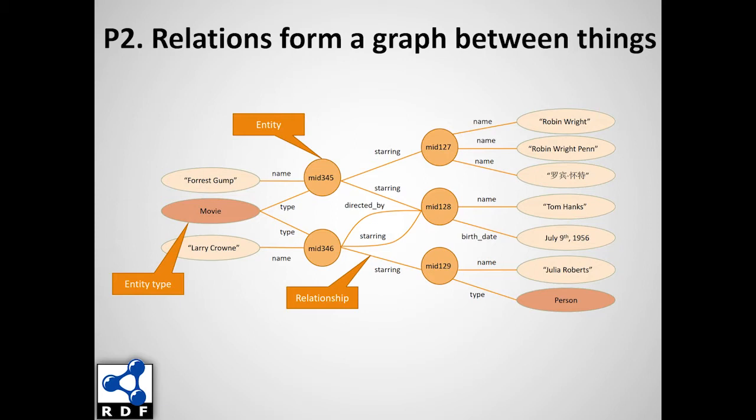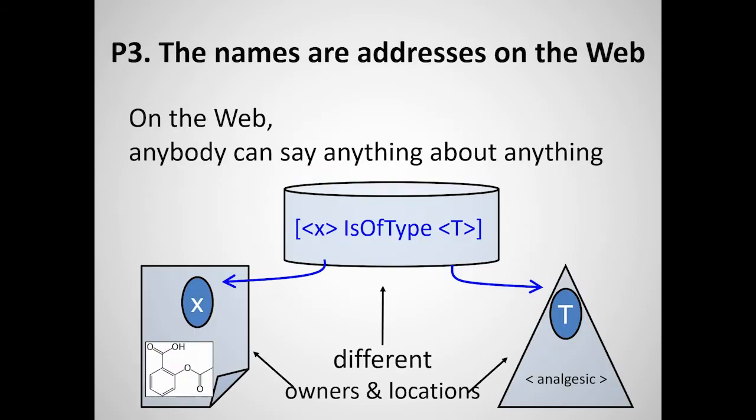So two very simple principles. One, make up names for things. Two, shape your information as a network of relationships between those things, as a very large graph. Third principle is where the web comes in. So when I said we choose names, we don't just choose arbitrary names. The rule is that every name that we make up must be a web address.